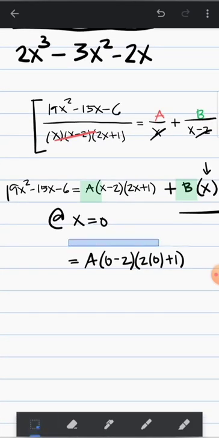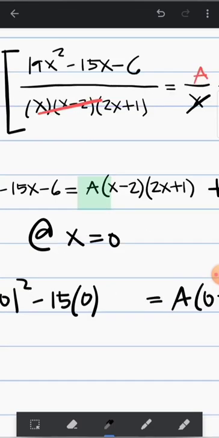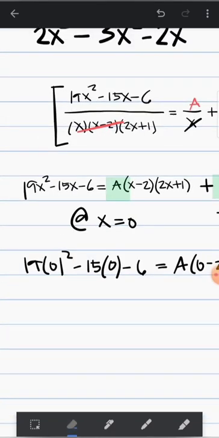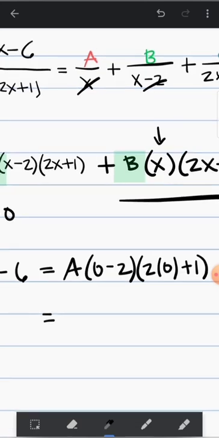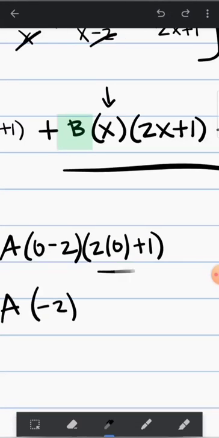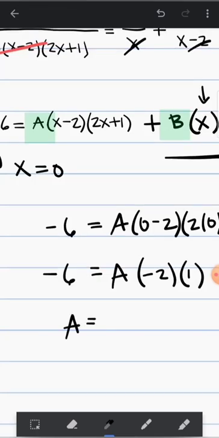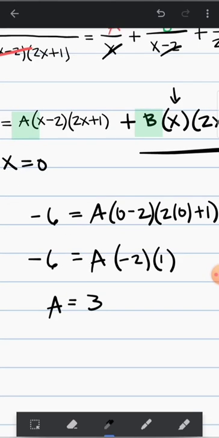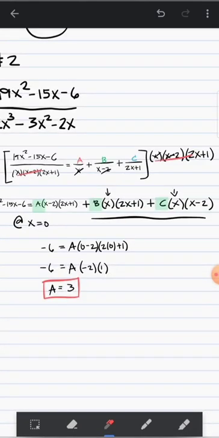And for the other side, 19 times 0 squared minus 15 times 0 minus 6. So this will cancel out because that's all 0. Then negative 2 here, and then here it's just 1, equal to negative 6. So a is 3 because negative 6 divided by negative 2 is 3. So we've got the value of a.